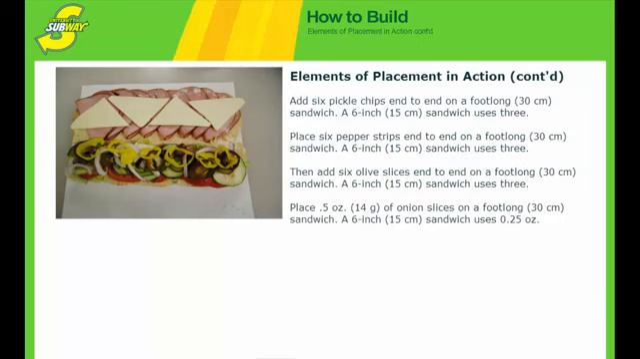Elements of placement and action. Add 6 pickle chips end to end on a foot-long sandwich. A 6-inch sandwich uses 3. Place 6 pepper strips end to end on a foot-long sandwich. A 6-inch sandwich uses 3. Then, add 6 olive slices end to end on a foot-long sandwich. A 6-inch sandwich uses 3. Place 0.5 ounces of onion slices on a foot-long sandwich. A 6-inch sandwich uses 0.25 ounces.